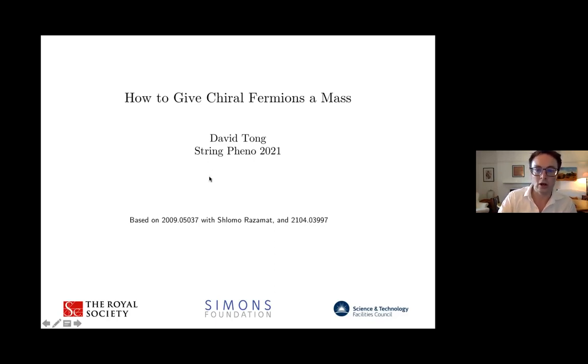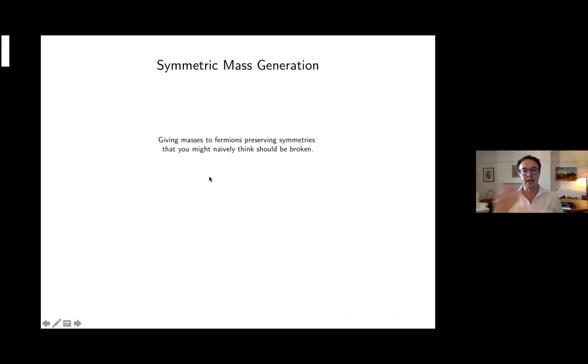All right, so the first thing to say is that there is a name for this phenomenon. It's a name that comes from the condensed matter literature, and the name is symmetric mass generation. So symmetric mass generation is the phenomenon where a bunch of fermions get a mass, but they do so preserving a symmetry that you might naively think should have been broken. So typically a chiral symmetry.